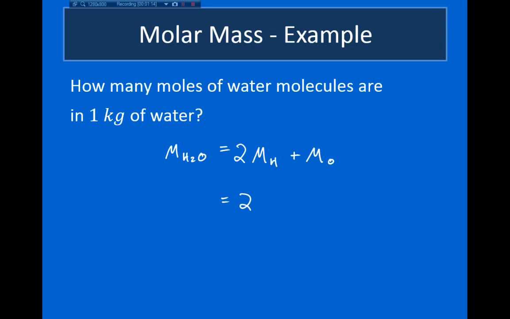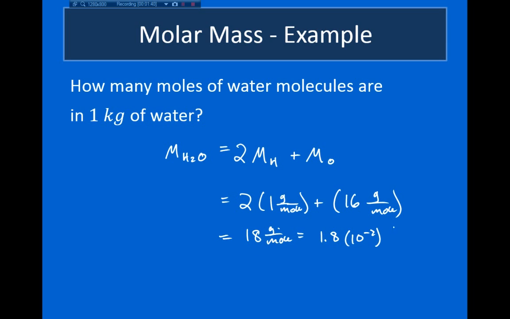So this is 2 times 1 gram per mole plus 16 grams per mole. So the molar mass of water is equal to 18 grams per mole, or 1.8 times 10 to the minus 2 kilograms per mole. Now remember, grams are 10 to the minus 3 kilograms. So I've got a factor of 10 from that. So we have 10 to the minus 2 kilograms per mole.